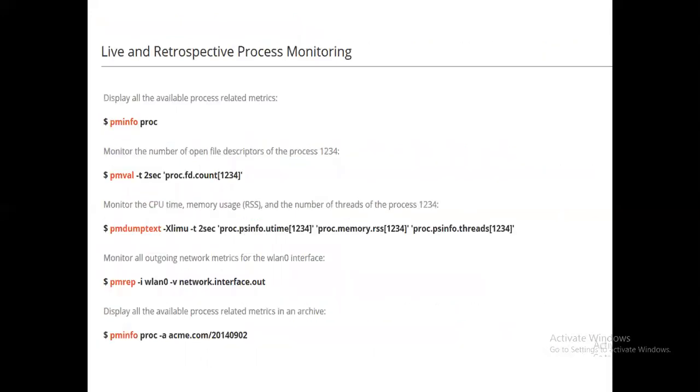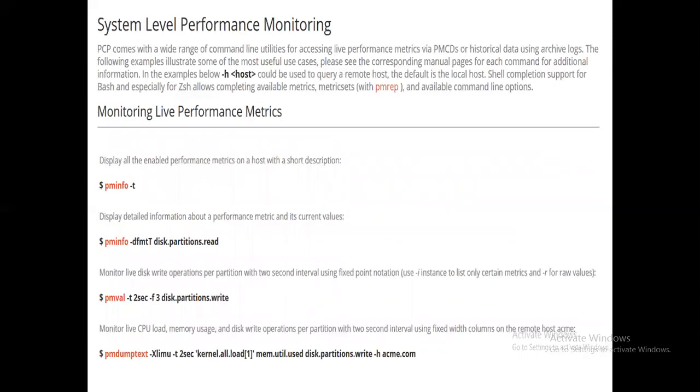You can display all the available process-related metrics using pminfo, monitor the number of open file descriptors of the process, monitor the CPU time, memory usage and number of threads of the process, monitor all outgoing network metrics for the wireless LAN interface, and display all available process-related metrics in an archive. So you can do all this, and you can do system-level performance monitoring.